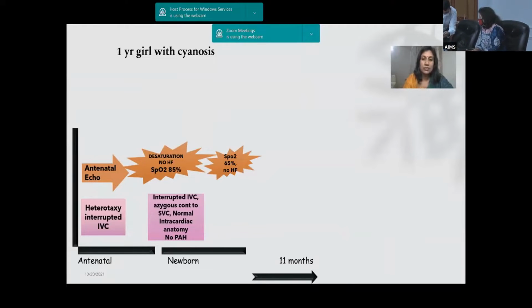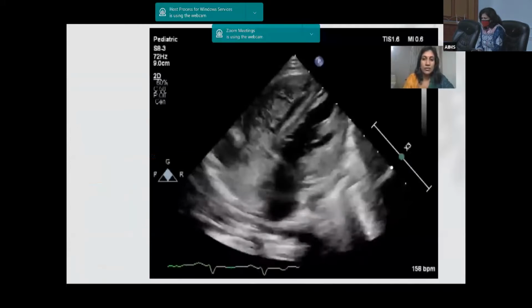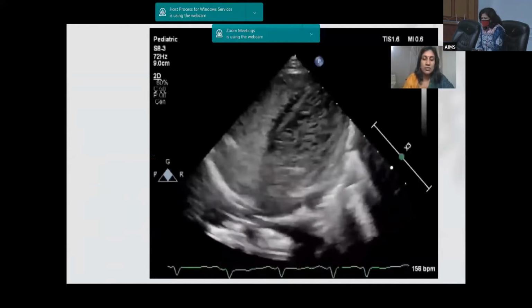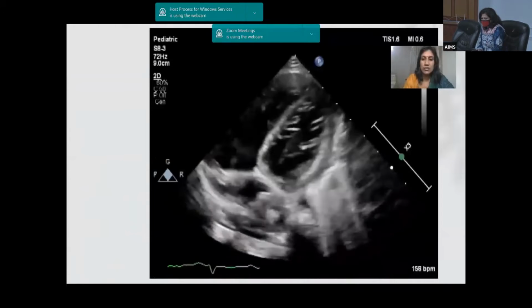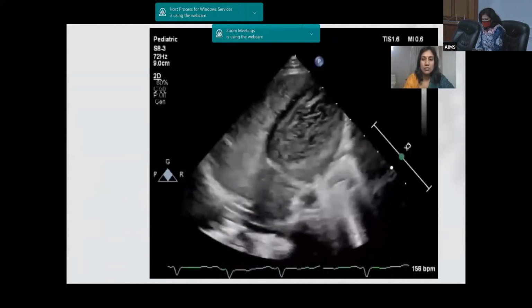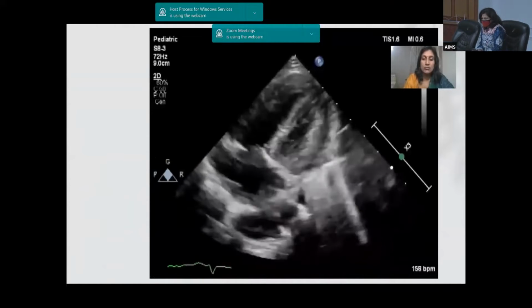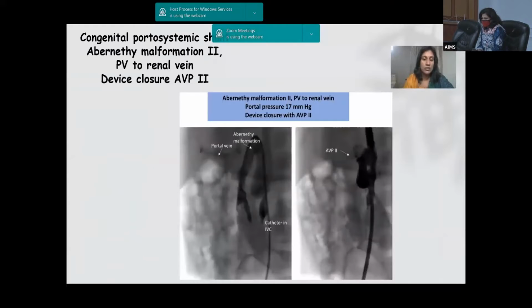As she grew older, her saturation dropped further to less than 70, and at 11 months of age, she was quite cyanosed. Then she was referred to us. We suspected an RPA to LA fistula, and to demonstrate that, we did a contrast echo. As you can see, contrast immediately fills the right side chambers, and after 3 cycles, it fills the left side chambers, which is very suggestive of diffuse pulmonary arteriovenous malformations.